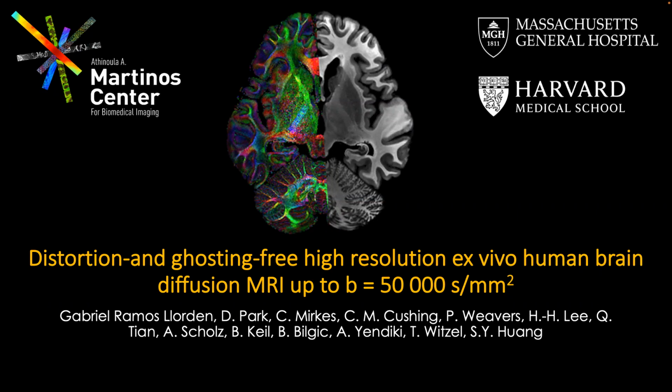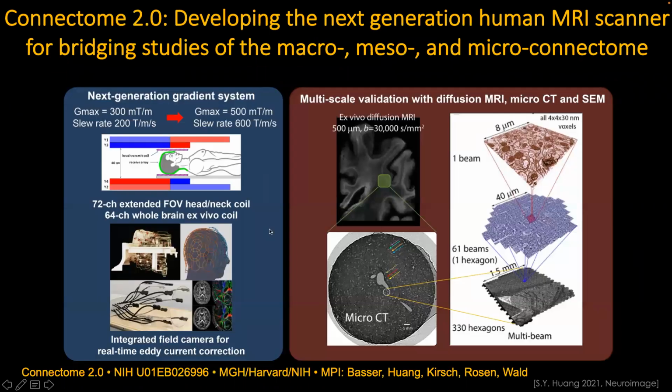I am Gabriel Ramos Llorden, and before going to this project in detail, I would like to situate this oral presentation in the broader picture of the Connectom 2 project, a project that we are developing at the Martino Center, where we are developing the next generation of human MRI scanners for bridging studies of the macro, meso, and micro connectome.